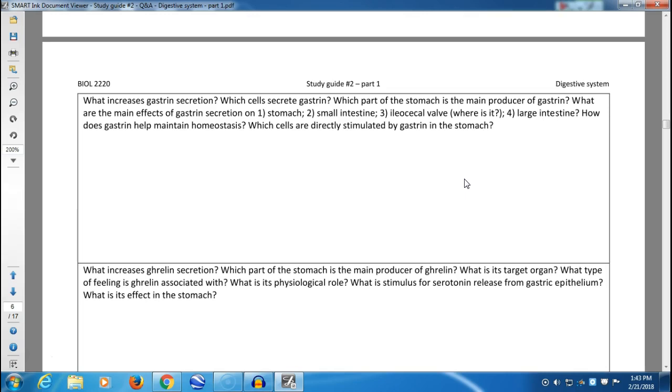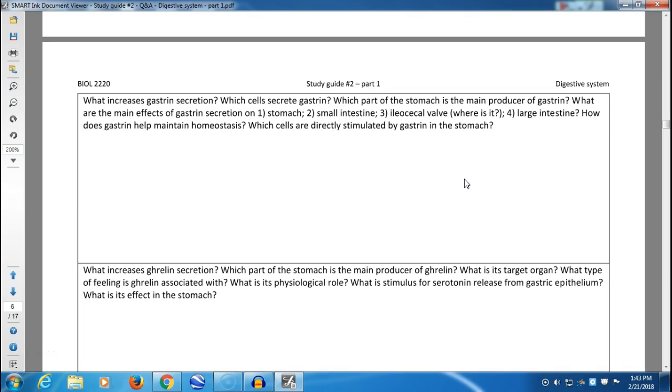Okay, you said increased acidity. Okay, acidity or pH? Okay, increased pH. How would it change gastrin secretion? Increase, of course. Does that make sense? What causes that increased acidity? Food. Sorry, increased pH. I'm sorry. My bad. So increased pH will be caused by food, right?